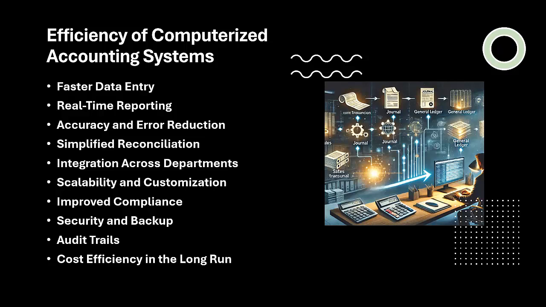10. Cost efficiency in the long run. While setting up a computerized accounting system requires an initial investment, it saves money in the long term by reducing labor costs, minimizing errors, and improving productivity. Example: automating payroll processing can eliminate the need for additional staff to manually calculate salaries and taxes.